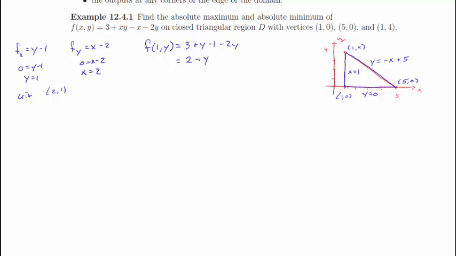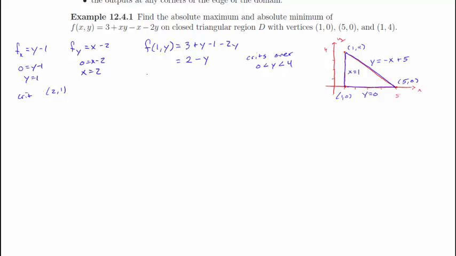And so now I think of this as a function in a single variable, and we want to say criticals over 0 is less than y is less than 4, because we're looking from this point 1, 0 to the point 1, 4 on the line x equals 1. So we just want criticals between 0 and 4 for y.